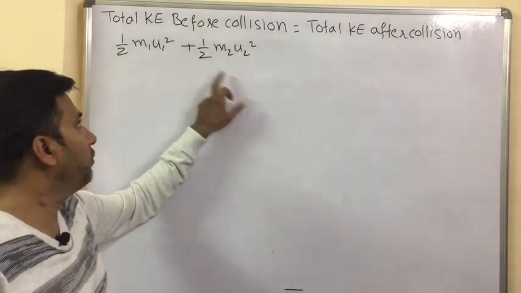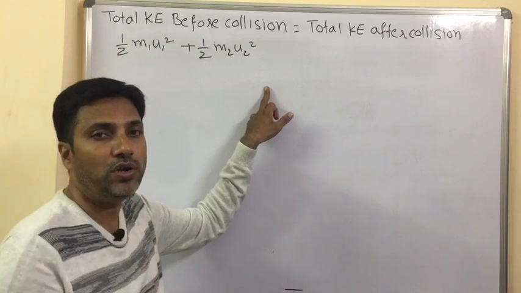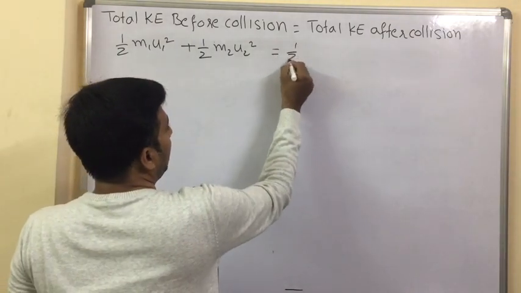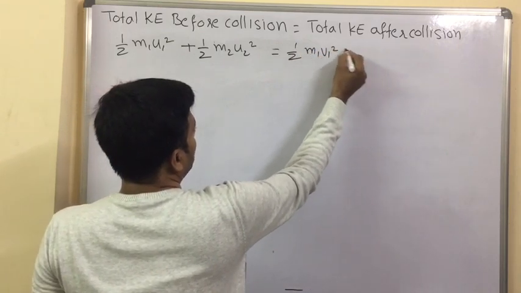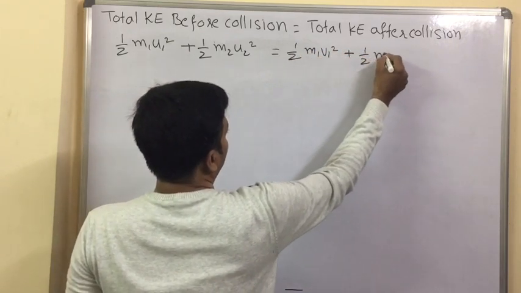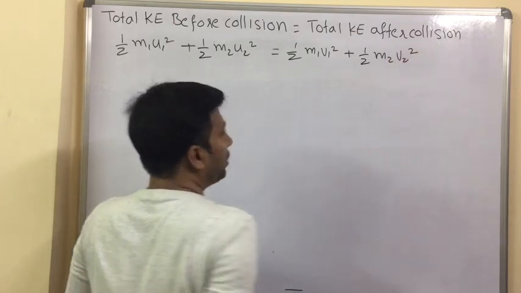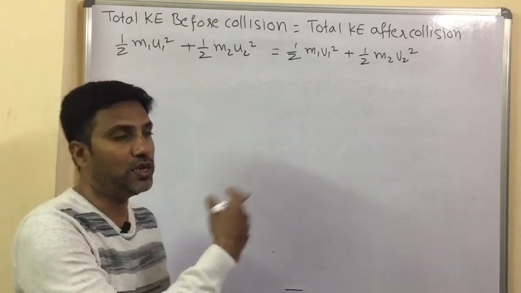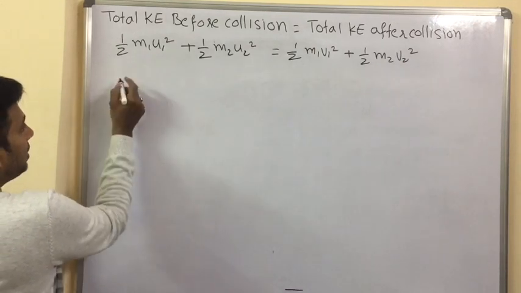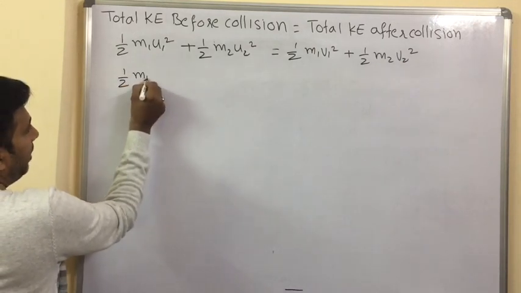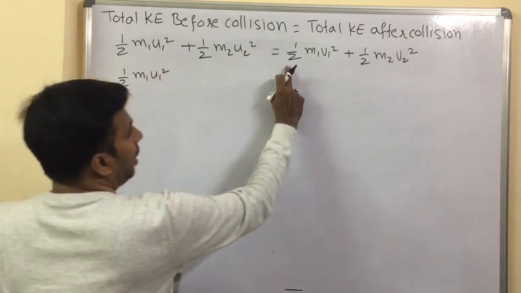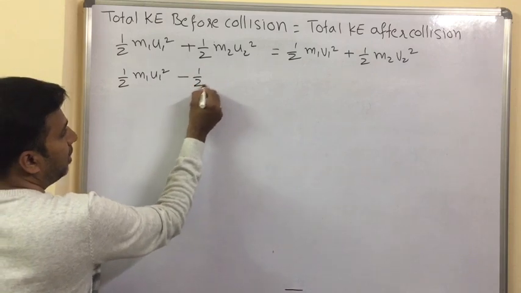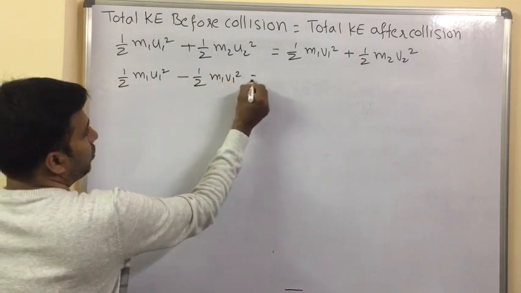This is before collision, velocities are u1, u2. After collision, the velocities are v1, v2. Therefore, the kinetic energy will be half m1 v1 square for the first sphere, half m2 v2 square for the second sphere. Now we have to bring m1 terms to one side and m2 terms to the other side. So this term as it is I am copying here, half m1 u1 square, and half m1 v1 square I am writing on the left side, so it will become minus half m1 v1 square.